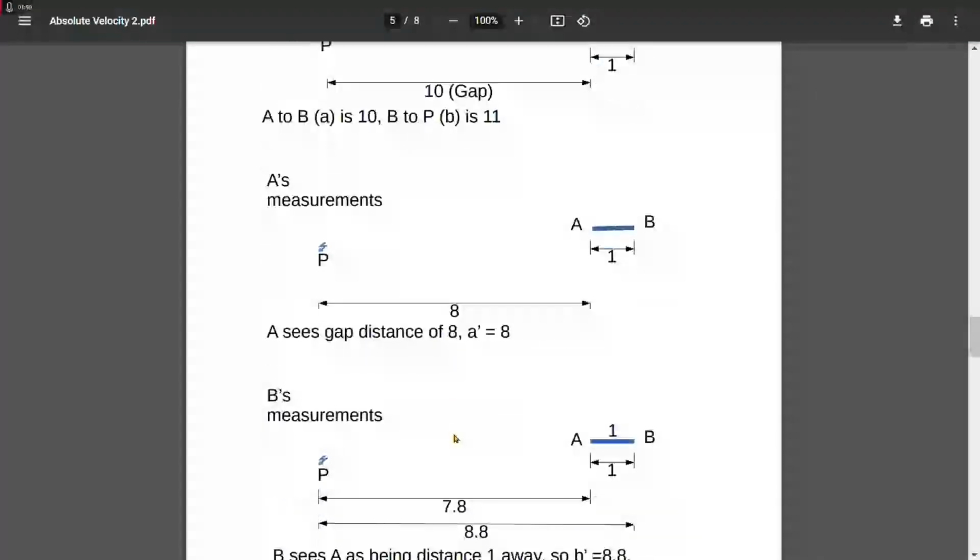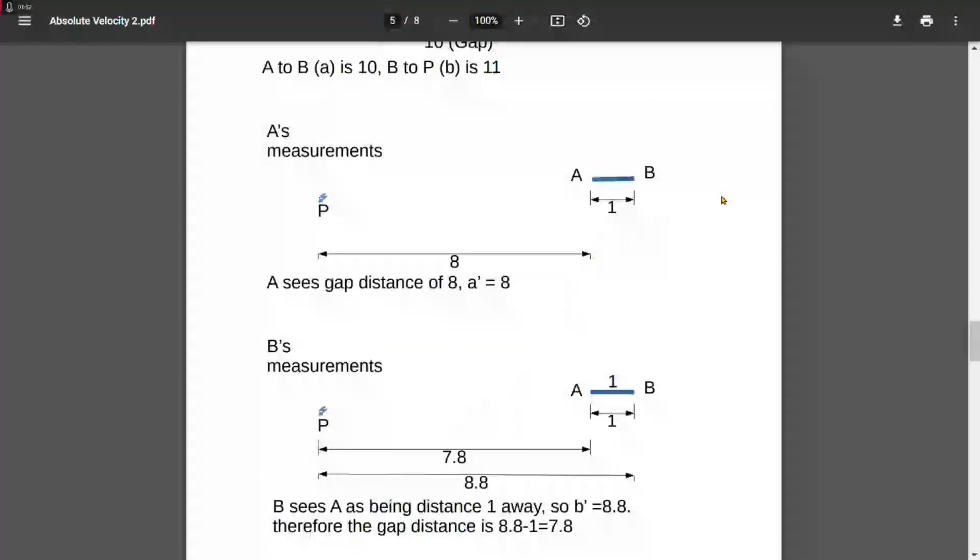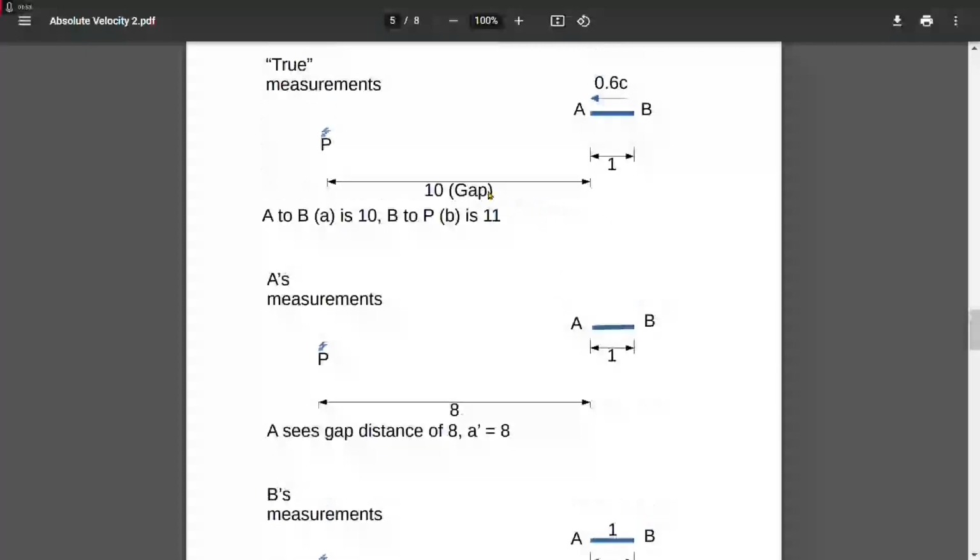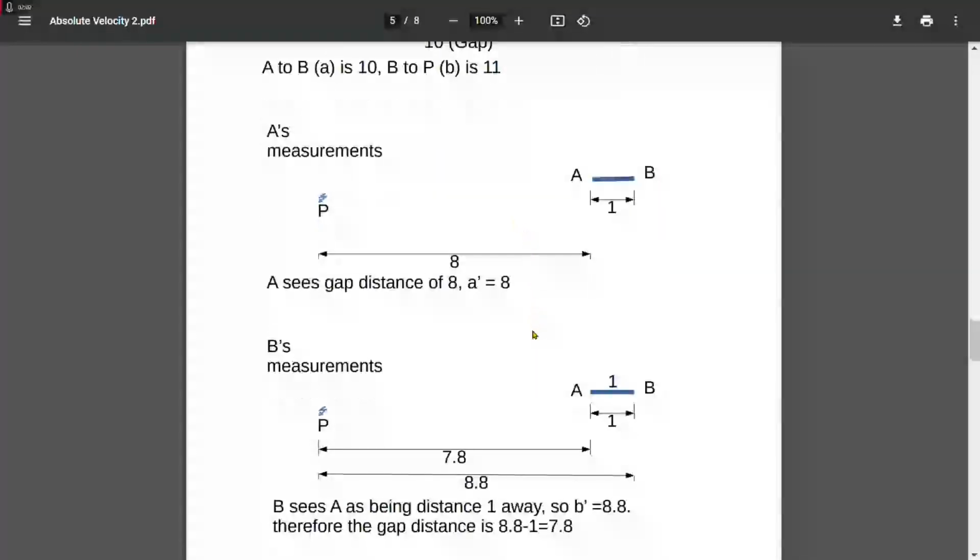Okay, now let's look at B's perspective. B, however, measures a different number. Because B is 11 units away from P, right? So 10 plus 1 is 11. Now when B measures it, B also experiences length contraction. So the 11 distance that goes from B to P length contracts to 8.8.